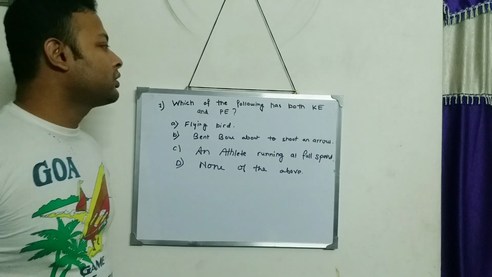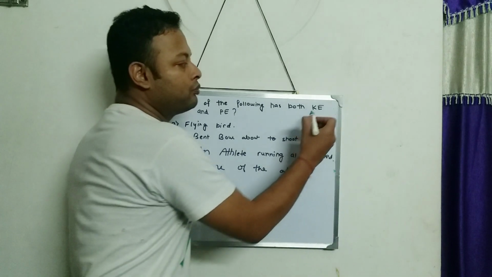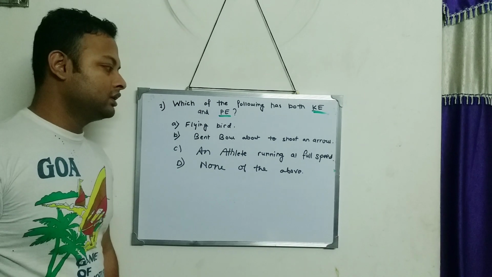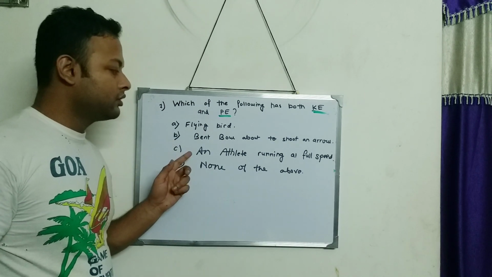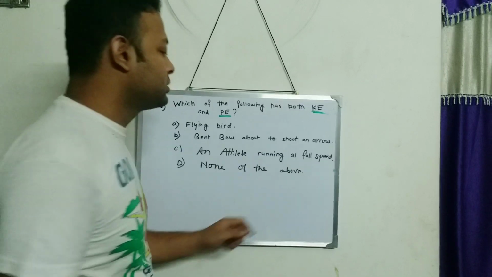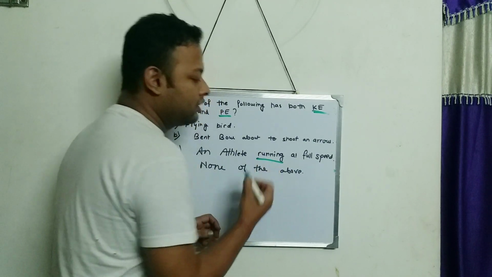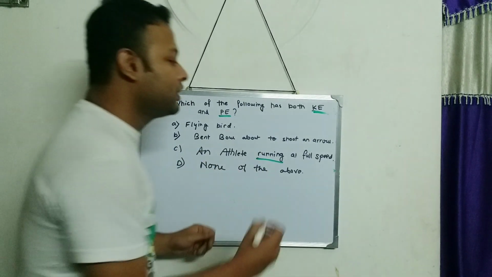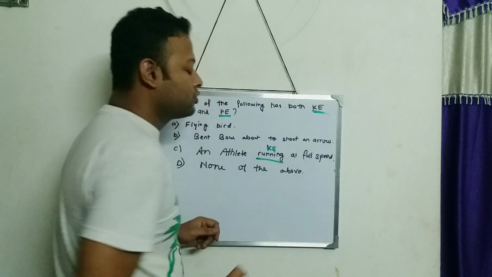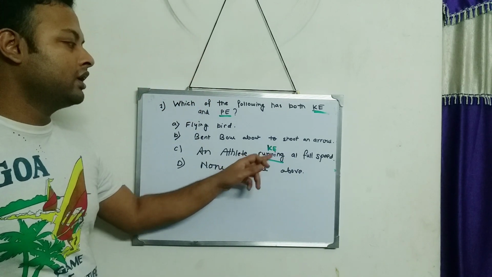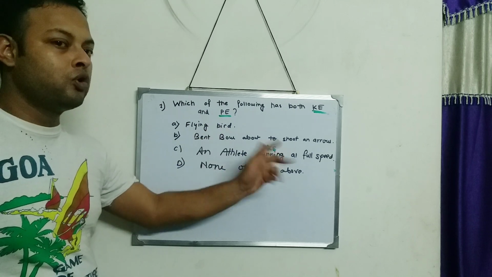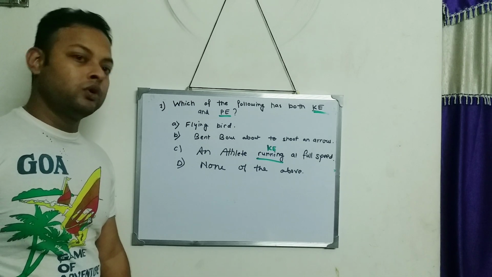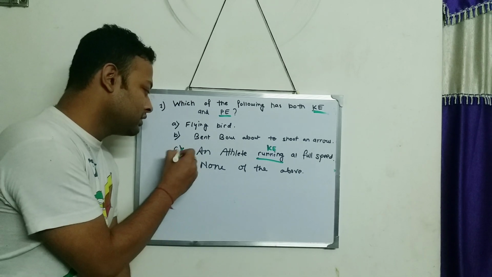which of the following has both kinetic and potential energy? A body will have both kinetic and potential energy. I need to know which body will have both. Let's start with option C, an athlete running at full speed. Running means motion, and motion means kinetic energy. So an athlete running at full speed has only kinetic energy but no potential energy. So this is not my answer.